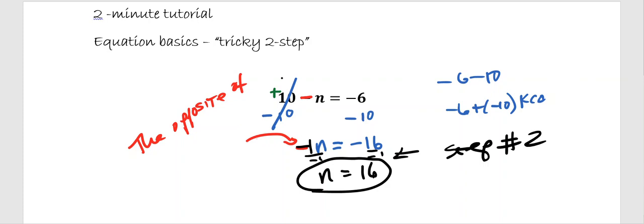So be mindful of these situations with the tricky two-step equation and make the adjustments needed. In 2 minutes or less, that is your tutorial for today.